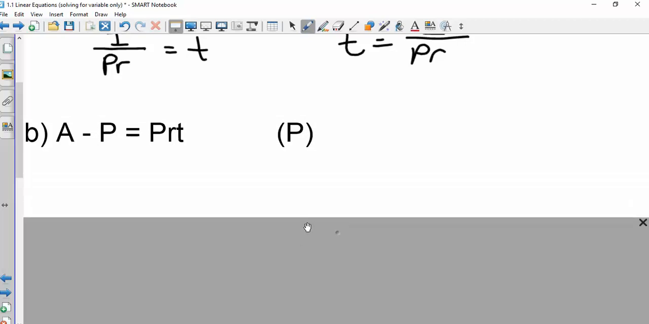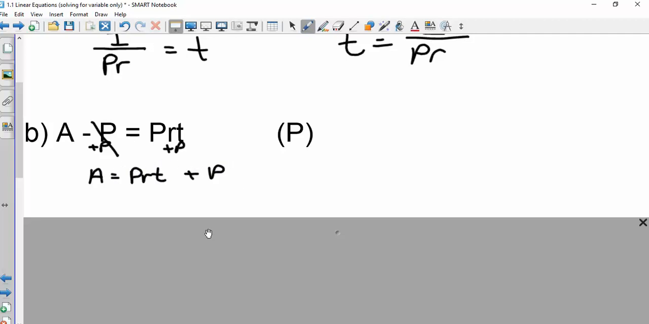Let's throw a harder one in here. I want you to solve this for P. How many P's do I have up there to begin with? 2. So what do you think I should do with those? Get them on the same side. All right. If I wanted to move this, it's a minus P, so we would add our P over. So we have A equals PRT plus P.